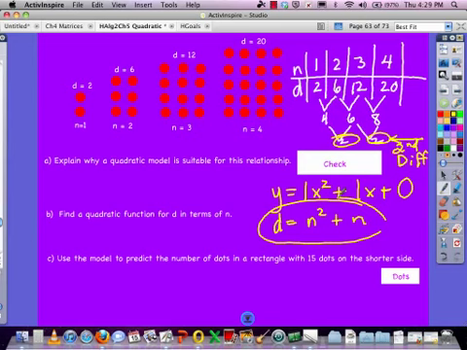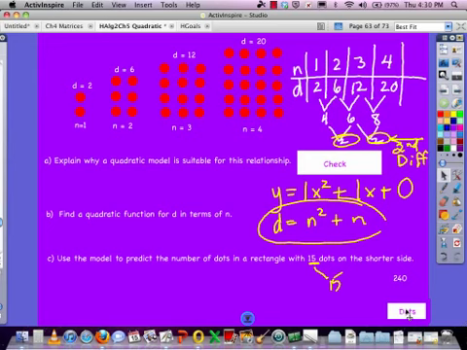It says use this model to predict the number of dots in a rectangle with 15 dots on the shorter side. Okay, so total number of dots in the rectangle of 15 are on the shorter side, and that's really our n value. So we know n is 15. Do the math. Plugging into that equation, you should be able to determine if n is 15, d is, and double check, you've probably done the math. Did you get 240? 15 squared is 225, plus 15 more, 240.